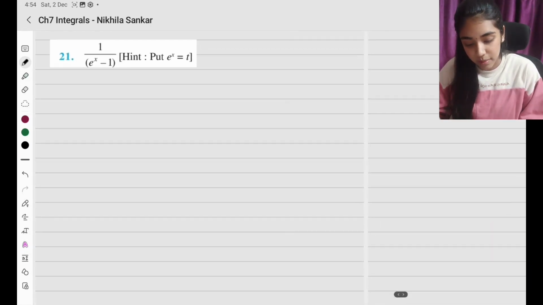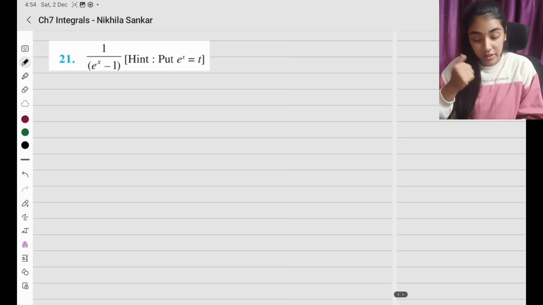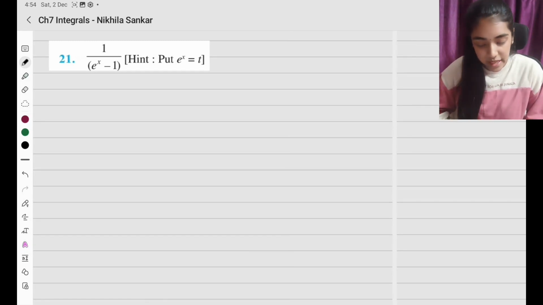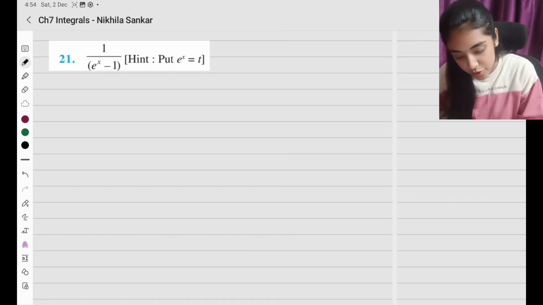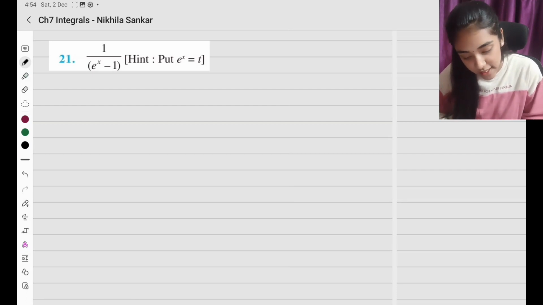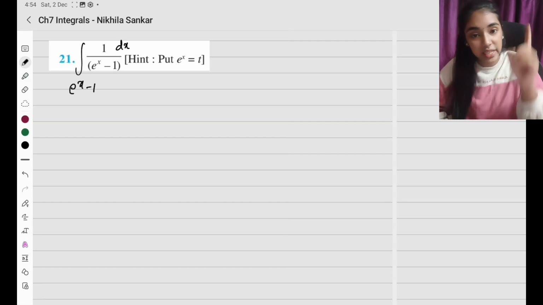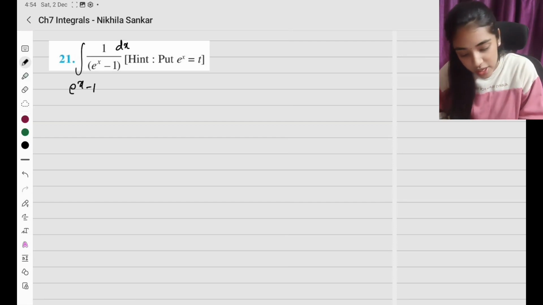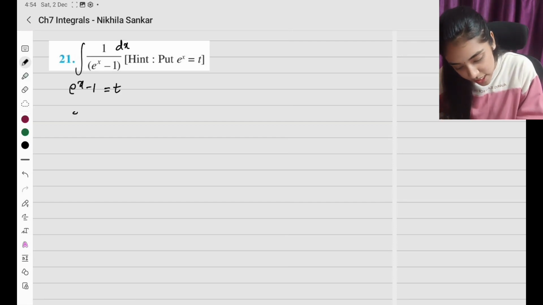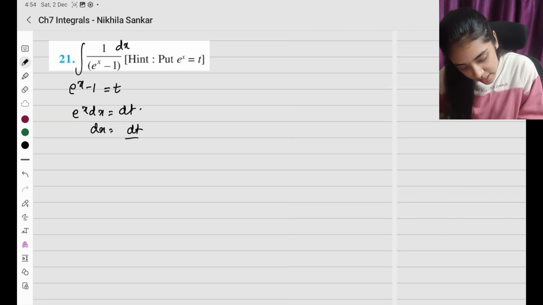Question number 21. They have given a hint. We'll try that. So we have e to the x minus 1. So what am I going to do? I'll substitute for e to the x minus 1 itself. I'm going to change the variable of integration itself. So e to the x minus 1 equals t. I have e to the x dx equals dt. So dx equals dt divided by e to the x.